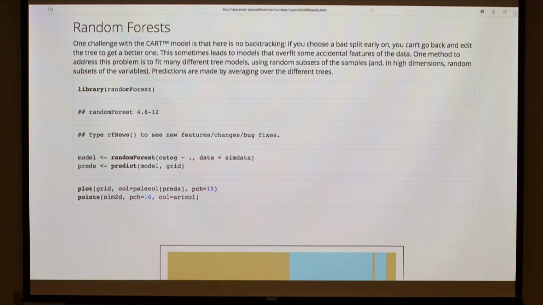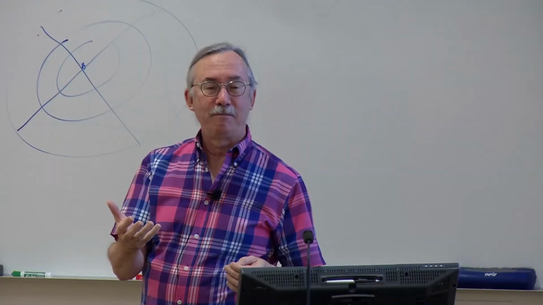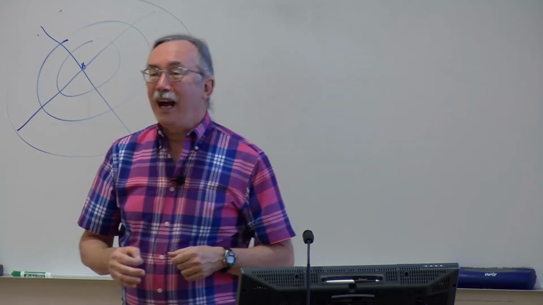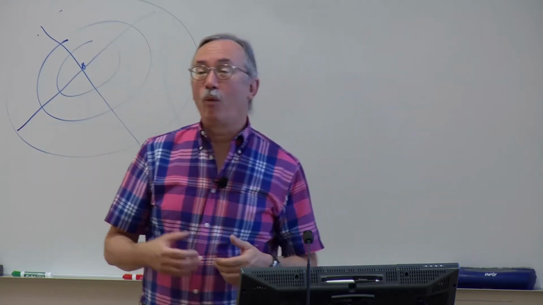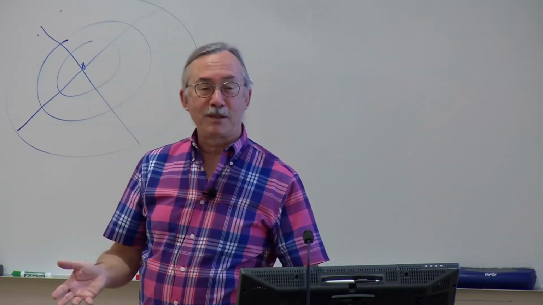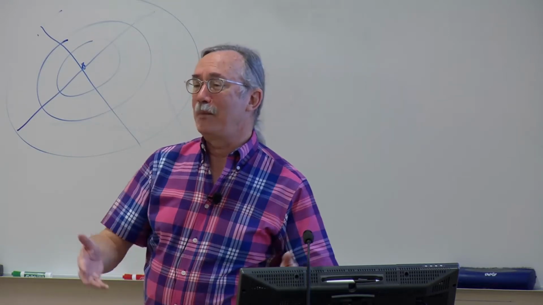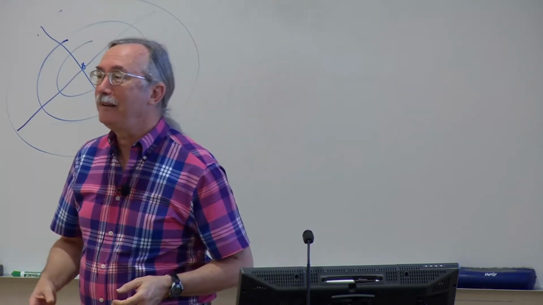Now, a problem with CART is that it builds one tree. You get one choice. At each point, you make a split. You can't change your mind. If your early choice turned out to be a lousy one, you can't fix it. And so the obvious way to do that is to not grow one tree, but to grow an entire forest. And maybe there's an intermediate step of an orchard, but nobody's done that part yet.